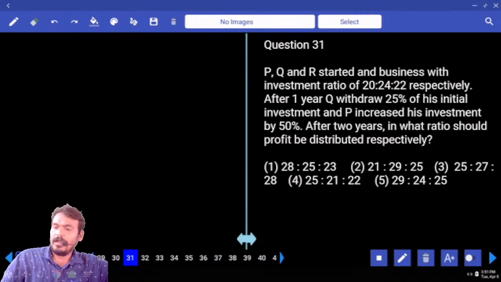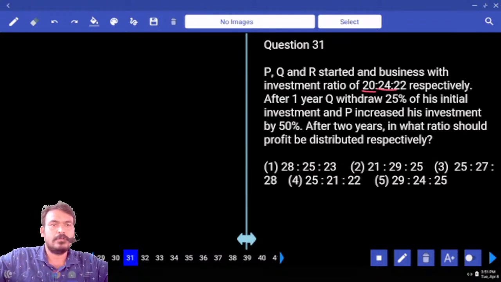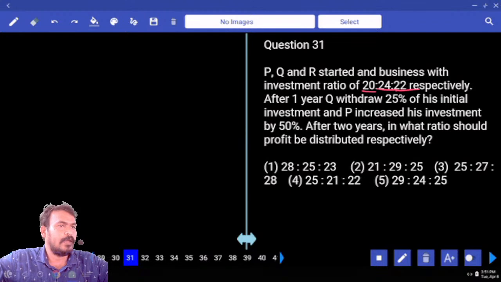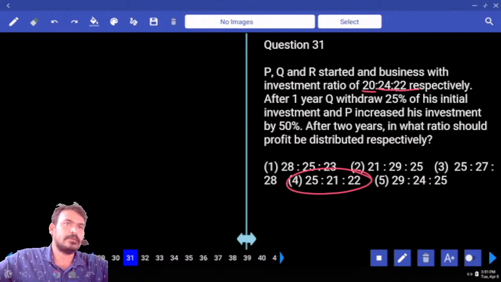And here, P's investment has changed or unchanged? Changed. Q's investment also changed, but there is no change in R's investment. Means R must be a multiple of 11. How many options have a multiple of 11 in R? Only one. That is the answer.